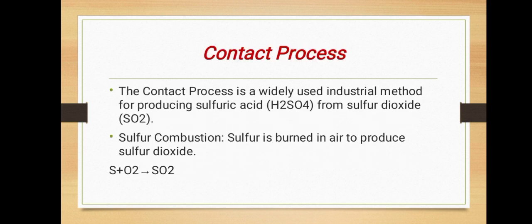Let's talk about the contact process. The contact process is a widely used industrial method for producing sulfuric acid, H2SO4, from sulfur dioxide. In the very first step, sulfur combustion takes place. Sulfur is burned in air to produce sulfur dioxide. S plus O2, when combined together, form SO2.